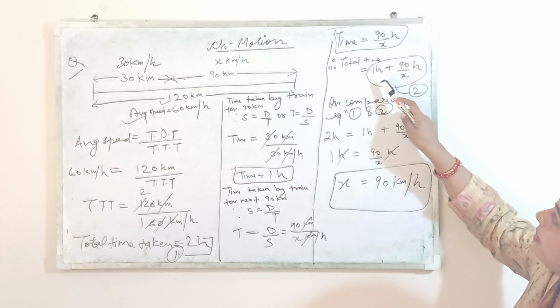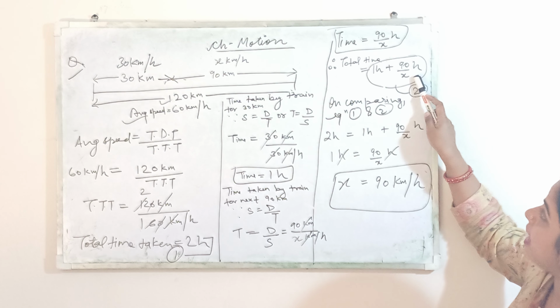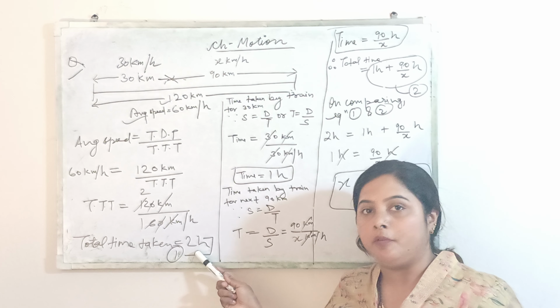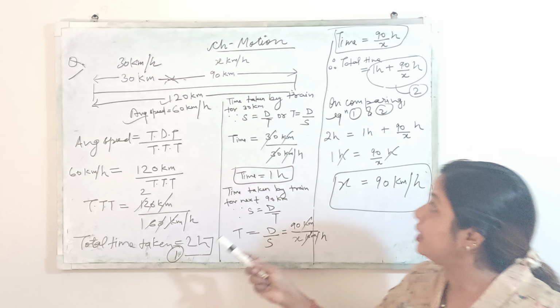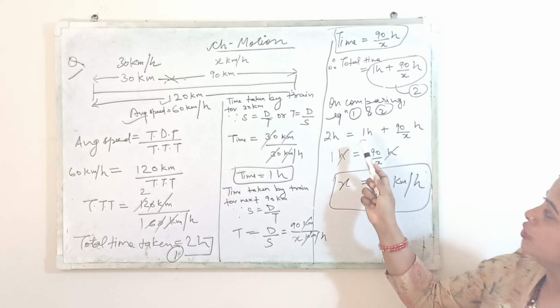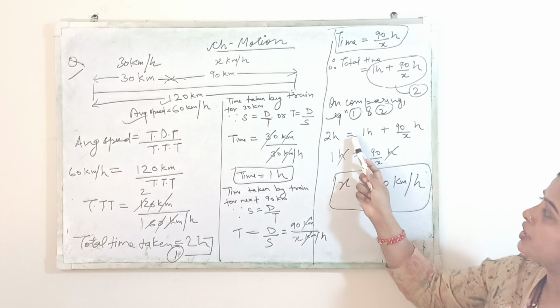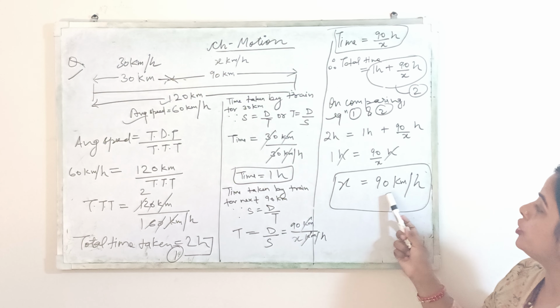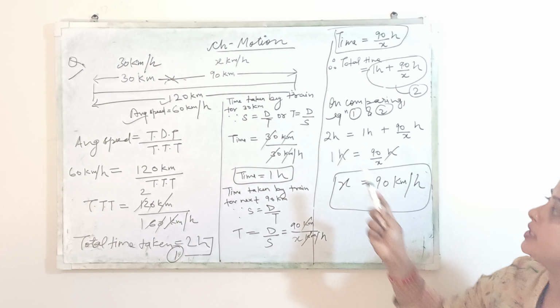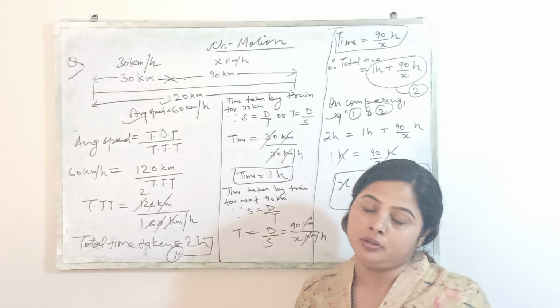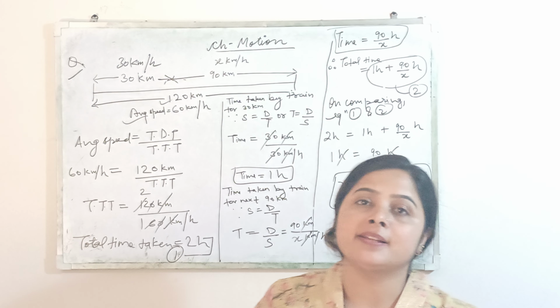Now total time will be 1 hour plus 90 by x hour. We have already calculated total time as 2 hours. So can we make an equation on comparing equation 1 and 2? Both will become equal, yes. So 1 will go on this side, 2 hour minus 1 hour will give 1 hour equals 90 by x hour, so x is equal to 90 kilometer per hour, which is the speed of the train when it is covering 90 kilometer. I hope, children, this numerical is clear to you.